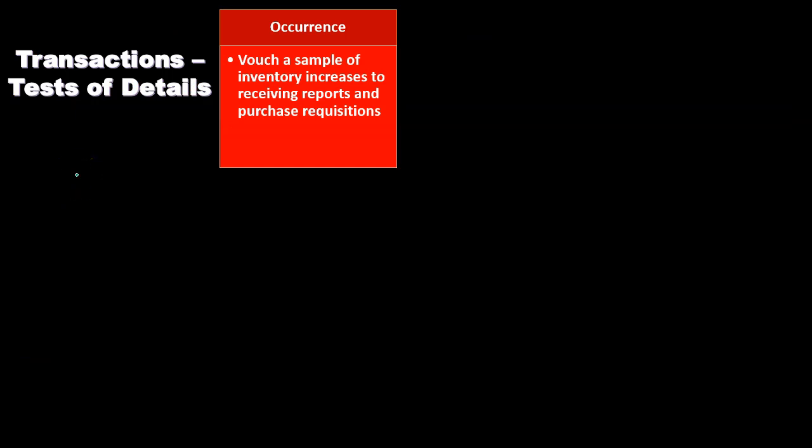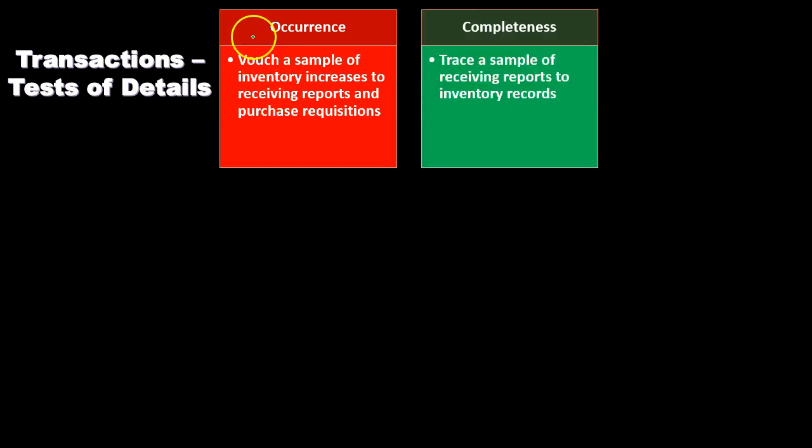Now we'll consider transactions, test of details. So test of details with regards to occurrence. We're going to vouch a sample of inventory increases to the receiving reports and purchase requisitions. So recall occurrence, we're thinking the end product: did the actual transaction happen? So with the transaction that has been recorded, we're going to look at that. And then we're going to vouch a sample of inventory increases, the things that are recorded, to the receiving reports, the triggering factors that should have caused those things to happen, to see if the occurrence is there.